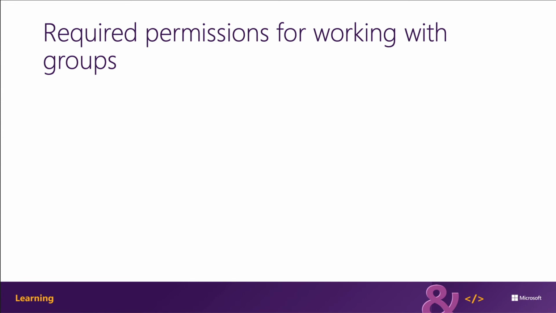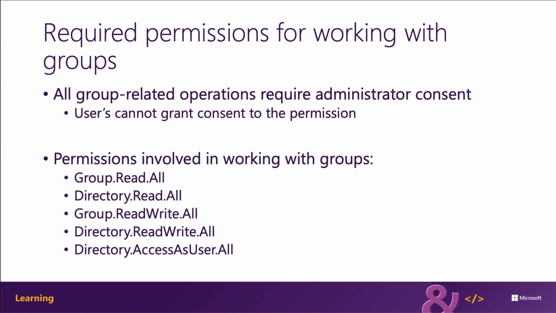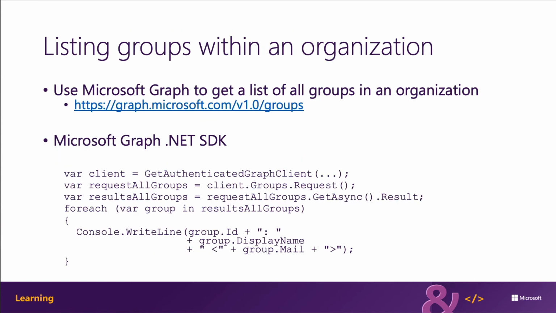The specific permissions required will depend on the operation that you want to perform. For example, if you're creating, editing, or deleting a group, one of the write permissions is required. Granting any of the group-related operations to an app requires administrator consent. Developers can get a list of groups or specific groups with the Microsoft Graph API or one of the multiple Microsoft Graph SDKs. Microsoft Graph can be used to get a list of all groups within an organization, and this list includes all Office 365 groups and security groups.